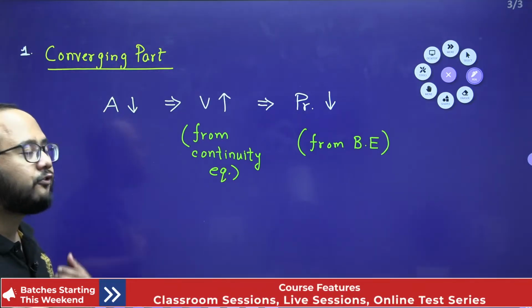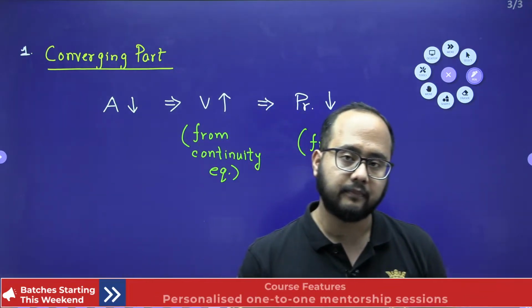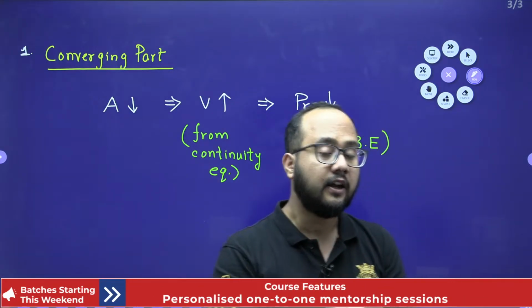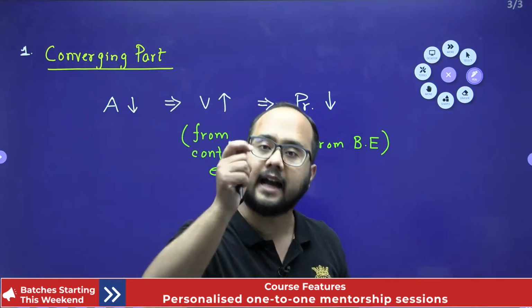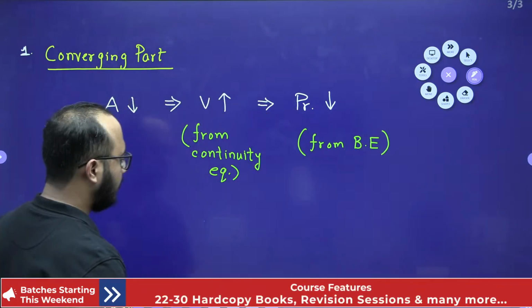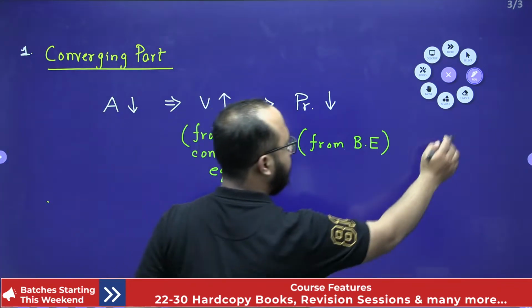Now, during the flow, if pressure decreases, that is the favorable pressure gradient. I hope this point is clear. What is a favorable pressure gradient? During the flow, if pressure decreases, that is what the favorable pressure gradient is, right? So I can tell here, a favorable pressure gradient exists.